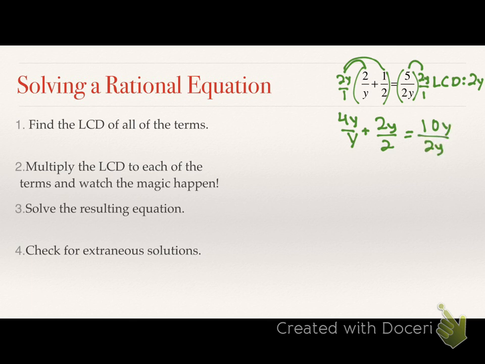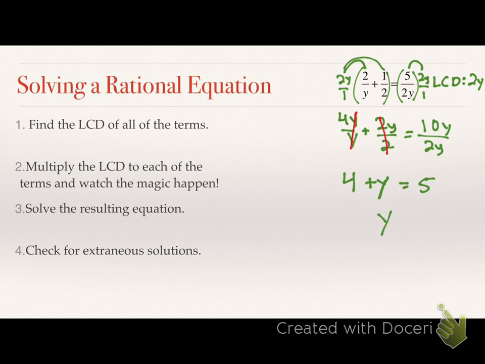Right now, it doesn't look like we've made this equation any easier to solve. However, this is now where the magical part happens. Remember the big picture. These denominators are supposed to cancel out, and they will. I've got a y and a y that'll cancel out, leaving me with just 4. I've got a 2 and a 2 that'll cancel out, leaving me with just y. Over here, 10y over 2y reduces down to 5. So I went from having an equation with fractions in it to just a one-step linear equation.